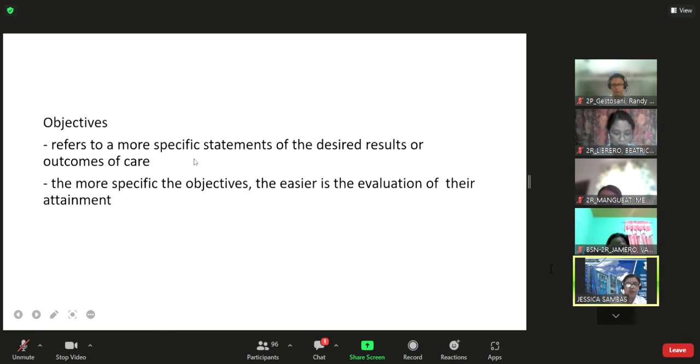Objectives refers to a more specific statement of the desired results or outcomes of care. The more specific the objective, the easier is the evaluation of their attainment. So, that is the difference between the two. Objectives are more specific. Okay? So, that's why I said earlier, you have to use behavioral terms for this one. It should be SMART when we say objectives compared to our goal.